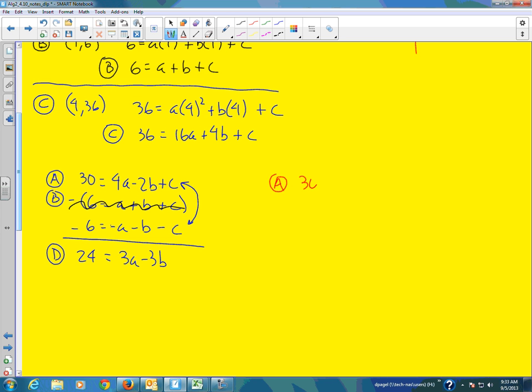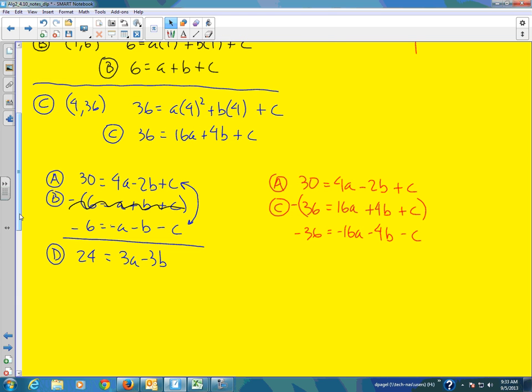So I still use 30 equals 4a minus 2b plus c. I could use B and C as well, just as long as I'm doing two different equations. All right, we're going to use A and C. C is 36 equals 16a plus 4b plus c. And once again, I'm going to multiply this negative through for equation C, and it becomes negative 36, negative 16a minus 4b minus c. And then I'll ignore that.